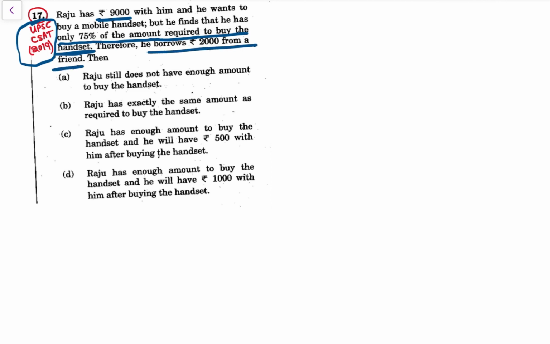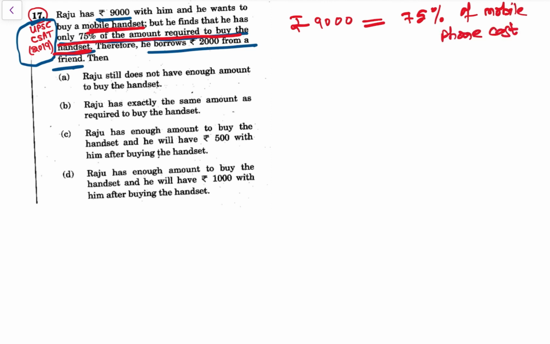Then, Raju has rupees 9,000 and he wants to buy a mobile phone. He finds that he has only 75% of the amount required to buy the handset. So 9,000 is 75% of the mobile phone cost.